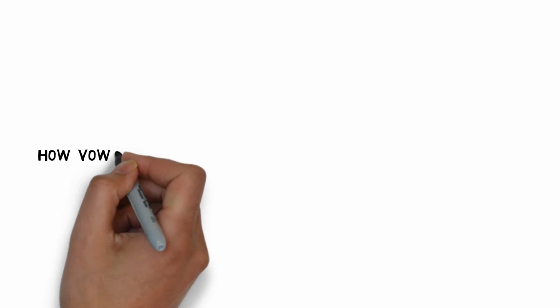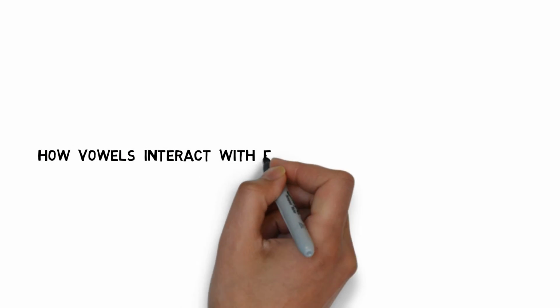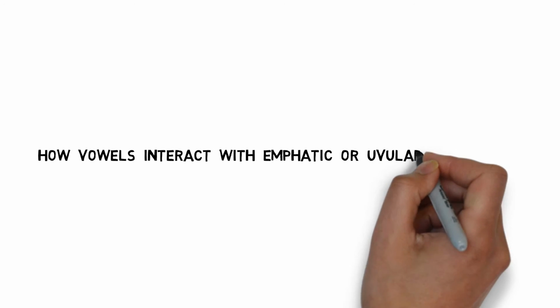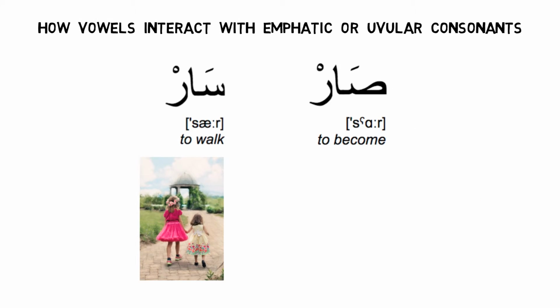So that is the first thing I wanted to cover. The second is what happens when any of these vowels show up after one of Arabic's emphatic or uvular consonants. This is something we actually already discussed in the last video. If you compare words like sar to sar, the tongue position of the consonant, pulled way back towards the uvula, will affect the vowel that comes after it.